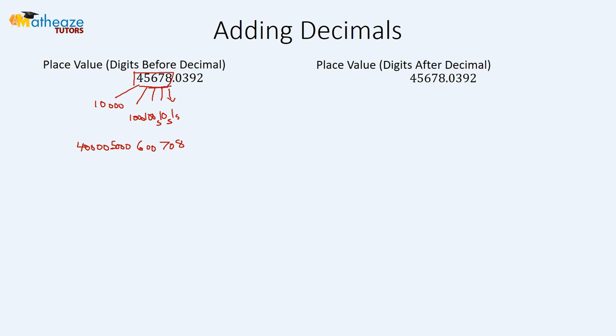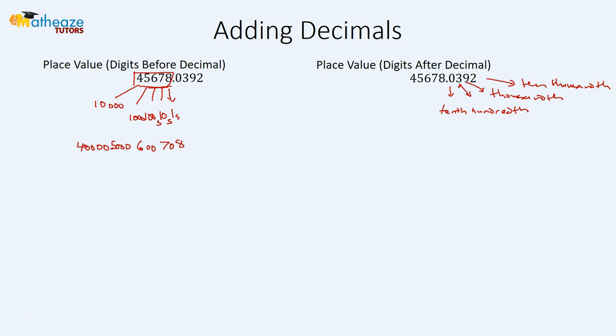Now we're going to look at the digits after the decimal. This right here is called the tenth place. This is the hundredth place. This is considered to be the thousandth place. Thousandths. And then this is the 10,000th place. So here's what that means.